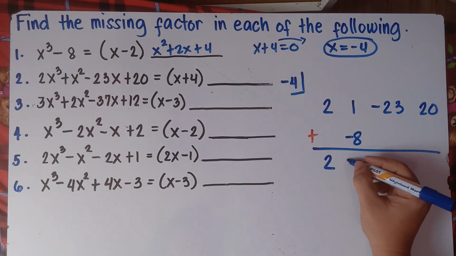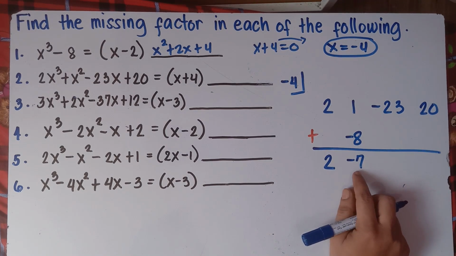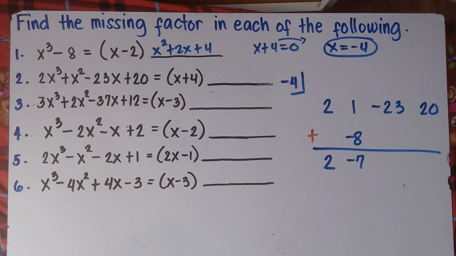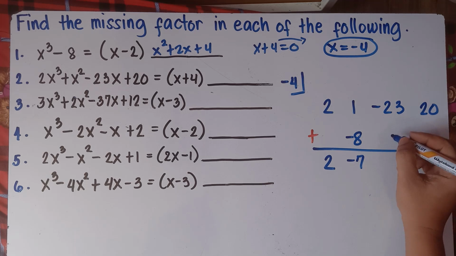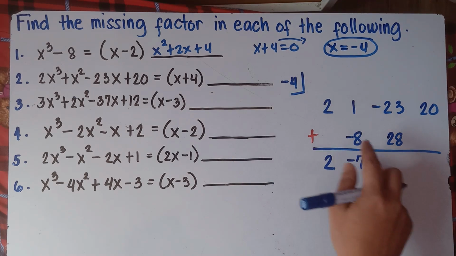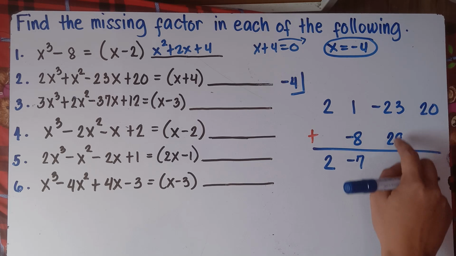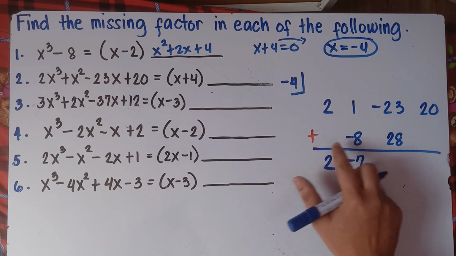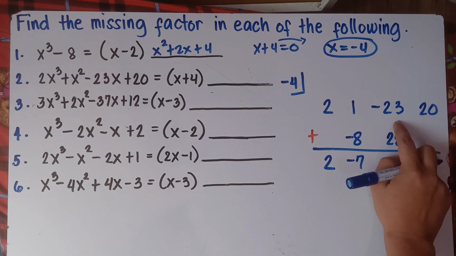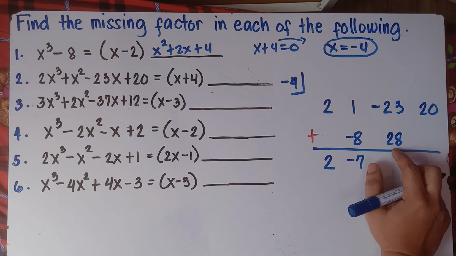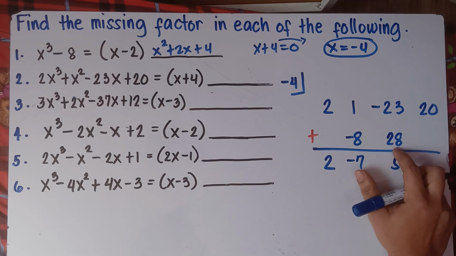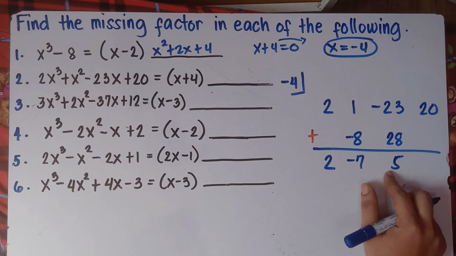That's negative 7. Then you multiply negative 7 times negative 4. That's positive 28. Once again, class, negative times negative is positive 28. Then you combine negative 23 plus 28. If the signs are not the same, you subtract, then copy the sign of the larger number. So 28 minus 23, that's 5. Now 28 is greater than 23, so we have positive 5.